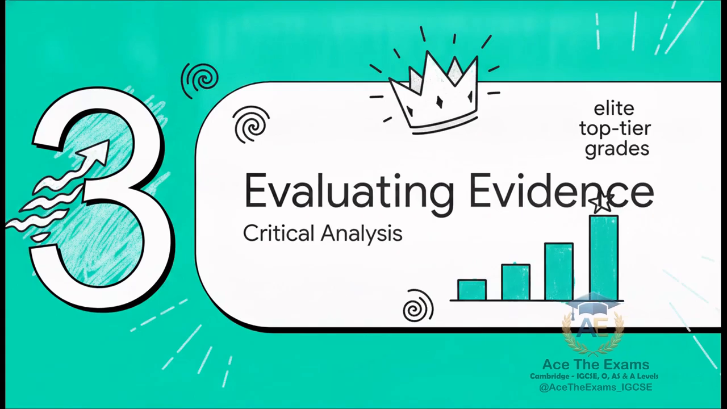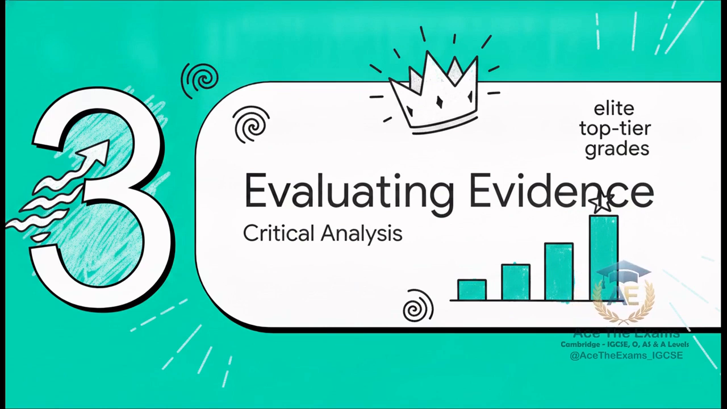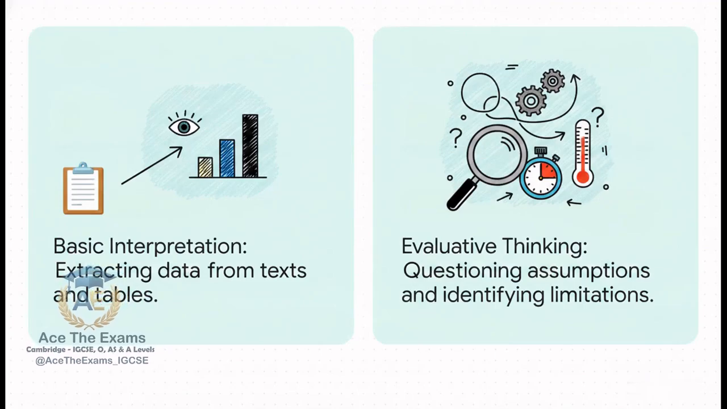All right, this brings us to Section 3, Evaluating Evidence Quality. We're talking critical analysis. Now, we are officially entering the highest tier of assessment. This is exactly where we separate the basic passes from the elite top-tier A-star grades. Let's do another workshop challenge.